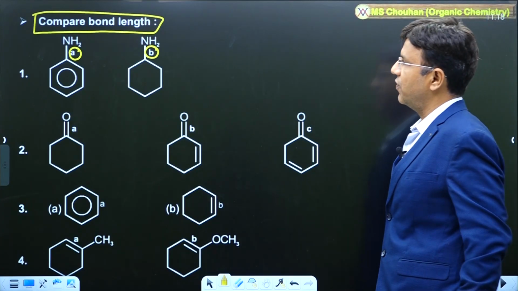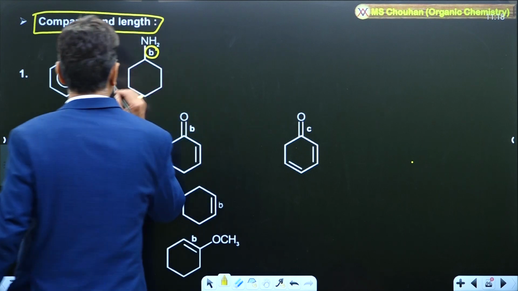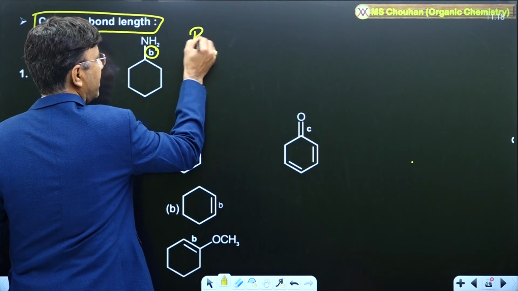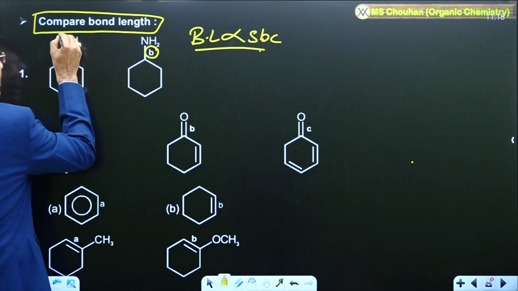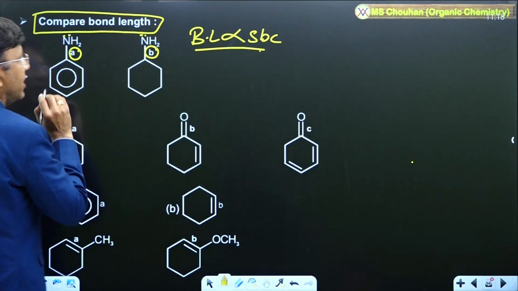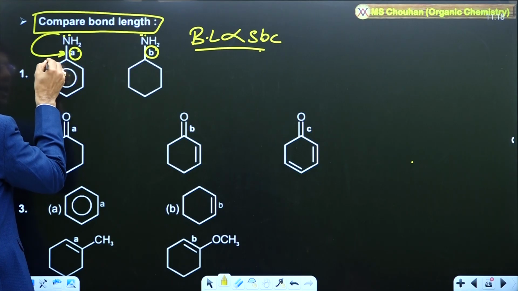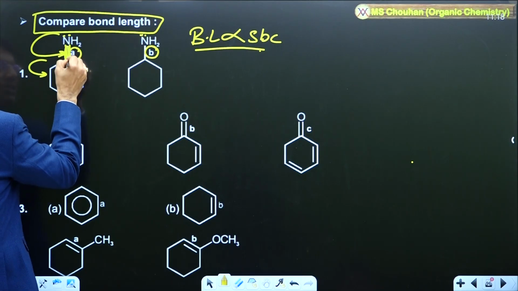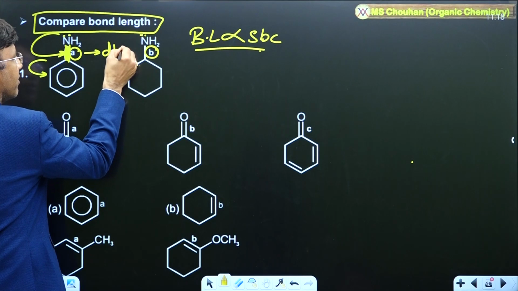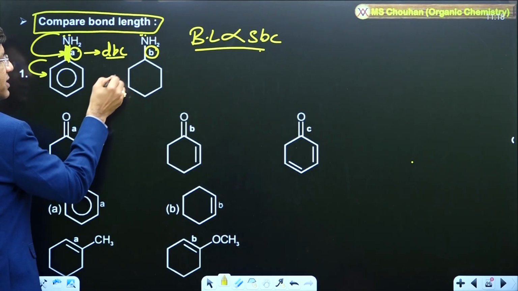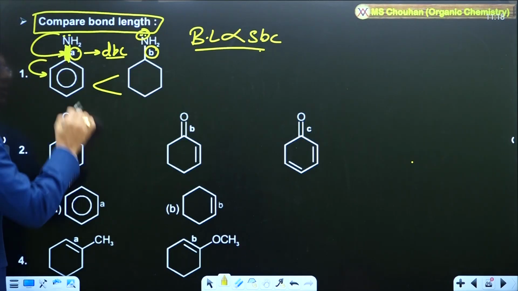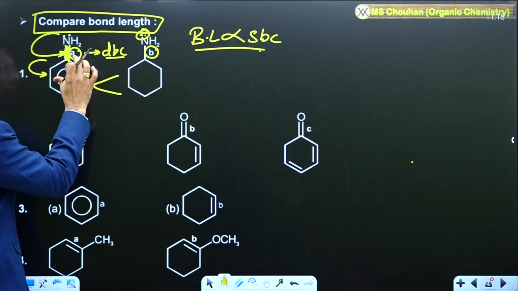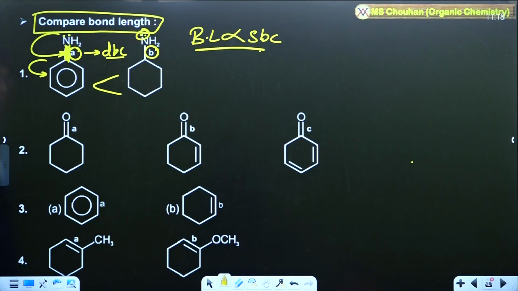Now, what is the answer for the first? We have to compare bond length, and we know that bond length is directly proportional to single bond character. This lone pair and this lone pair, what is the difference? This lone pair is delocalized. Delocalized means there is double bond character. This means bond length will be less. This is localized, only single bond character, more bond length. So more double bond character, stronger bond, less bond length.